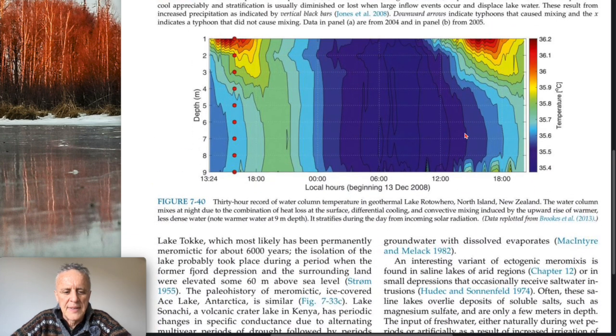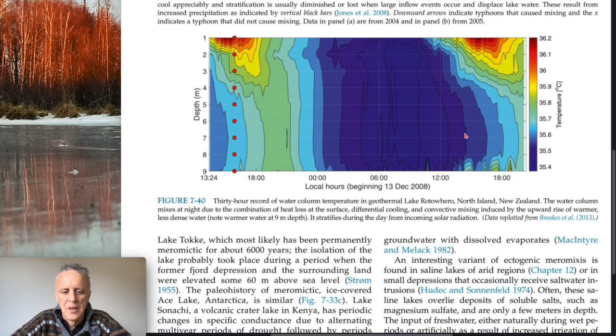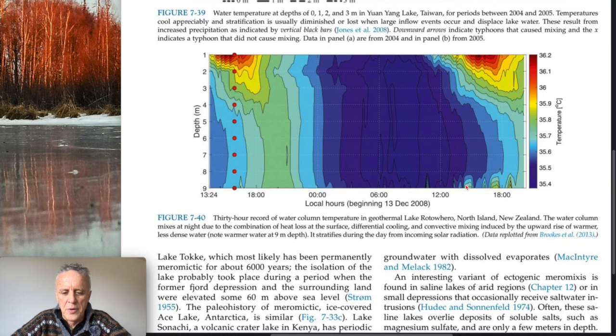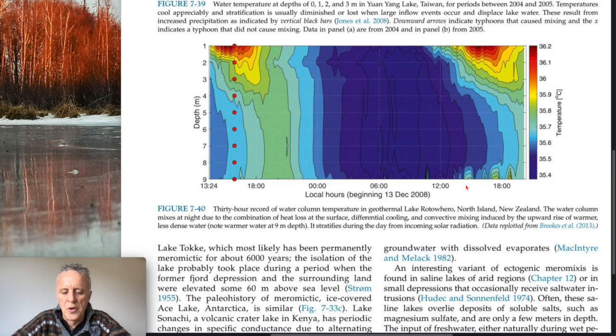Okay, next one is figure 7-40. A 30-hour record of water column temperature in geothermal Lake Rotowhero on the North Island in New Zealand. The water column mixes at night due to the combination of heat loss at the surface, differential cooling, and convective mixing induced by the upward rise of warmer, less dense water. Note the warmer water at 9-meter depth. It stratifies during the day from incoming solar radiation.